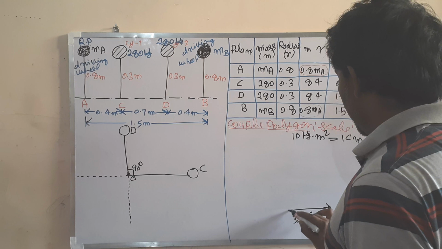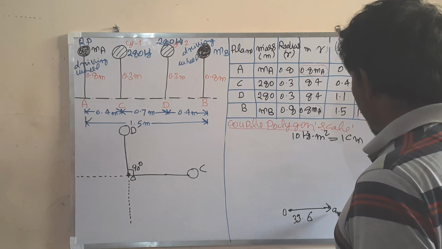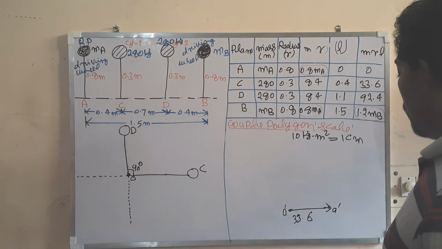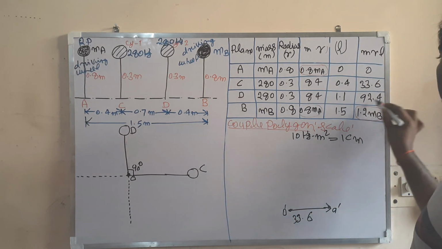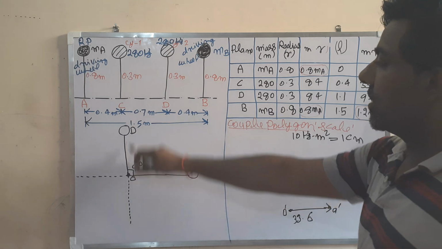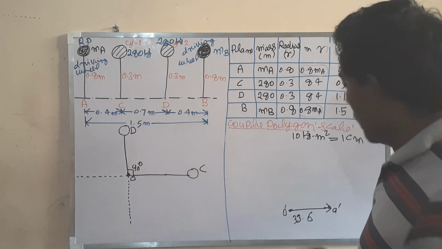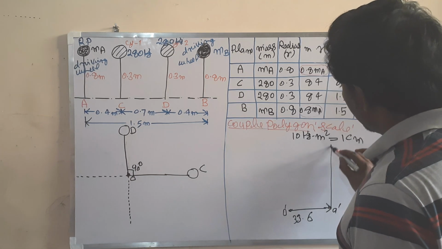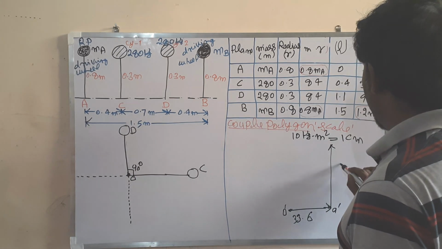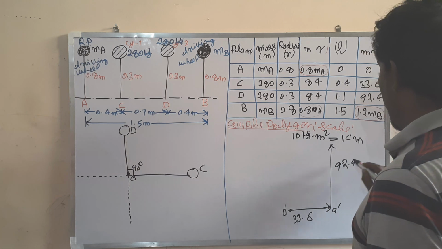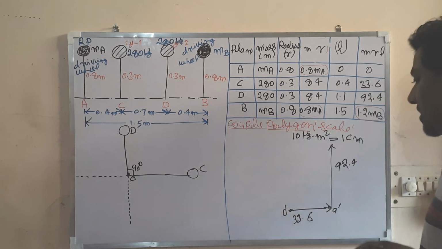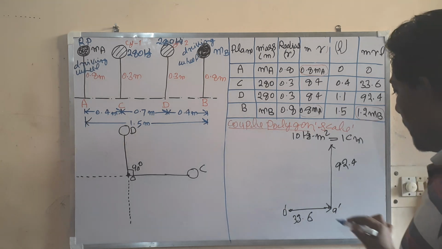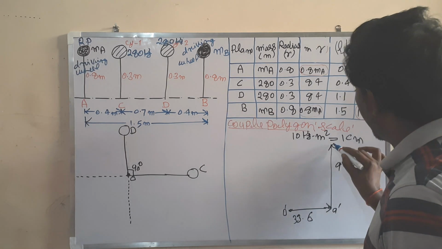Now you draw this 92.4. Suppose this is the origin, O dash, and this is A dash. Now 92.4, that is D. D is in this direction, so radially outward. So draw in scale 92 point something, 92.4. Now this is the closing side, so the closing side will be the unknown. In the same sequence you have to go.